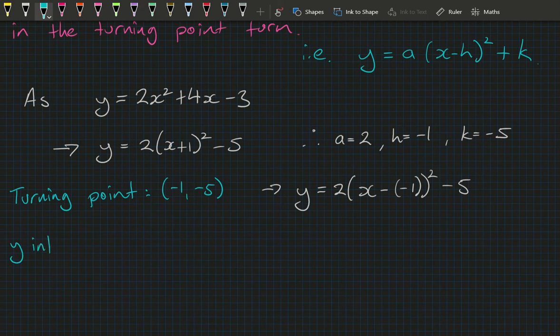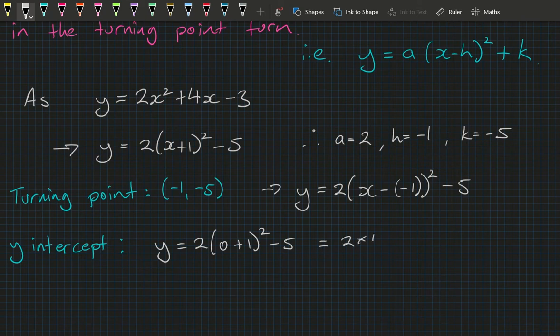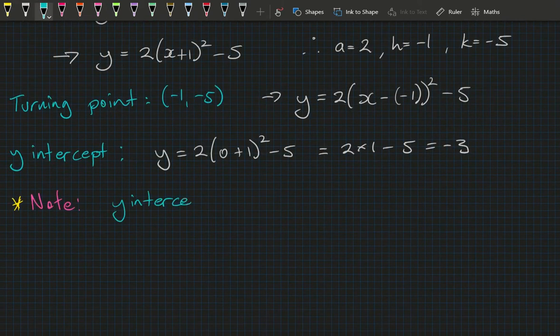And then to find the y-intercept, we're just going to sub in 0 for the x, and 0 plus 1 is just 1, so 2 times 1 squared minus 5 equals minus 3. So that was how we did it with the turning point, but it is worth noting that the y-intercept is equal to c for y equals ax squared plus bx plus c, as we saw when we were factoring with grouping. So perhaps you don't have to work it out the long way as we did with the turning point, because you've got both those bits of information there.